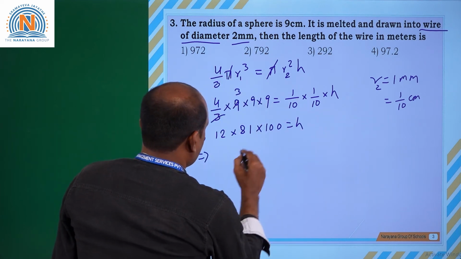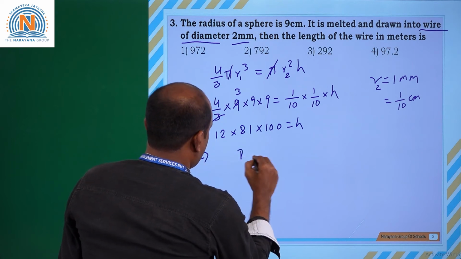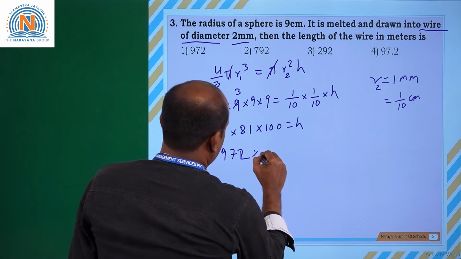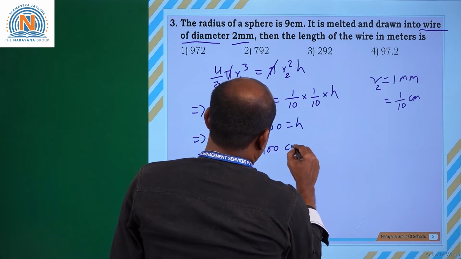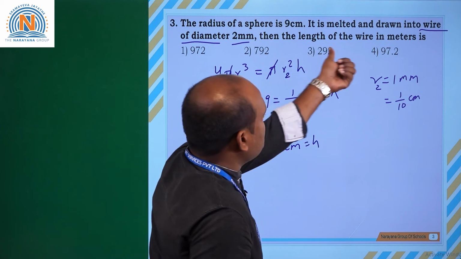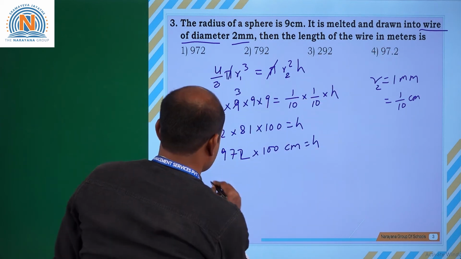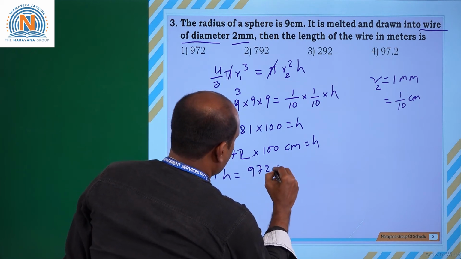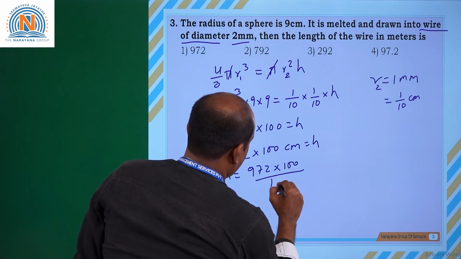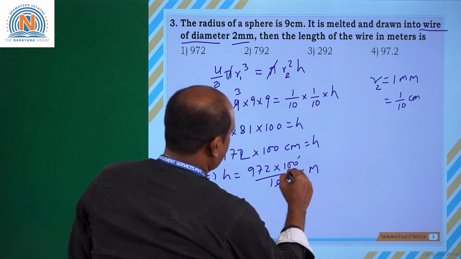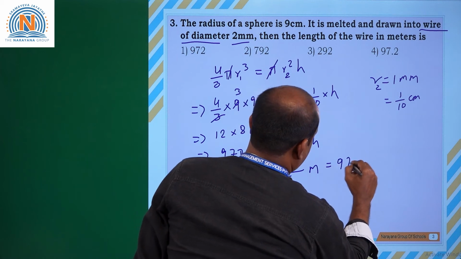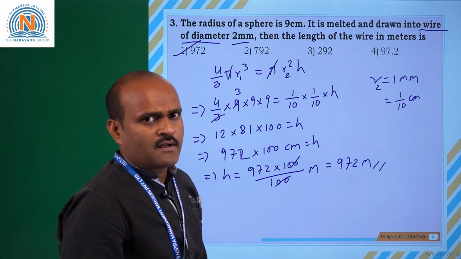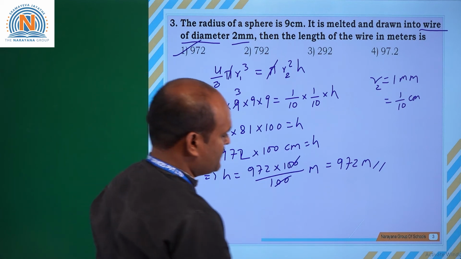That implies 972 into 100 centimeter is equal to h. Now he is asking the length of the wire in meters. So the length of the wire h is equal to 972 into 100 by 100 meters. 100 gets cancelled, that is equal to 972 meters. So the answer is option 1, 972 meters, right.